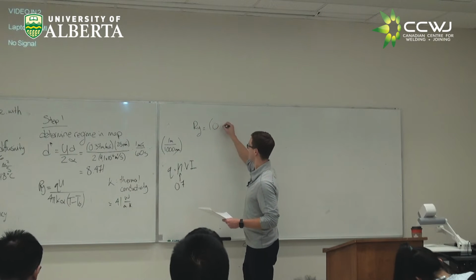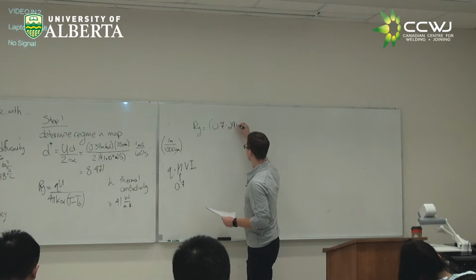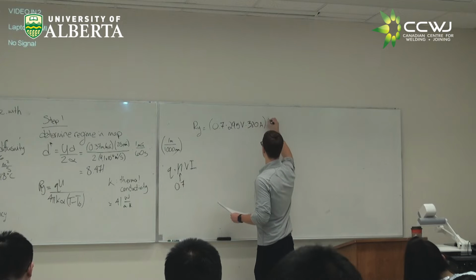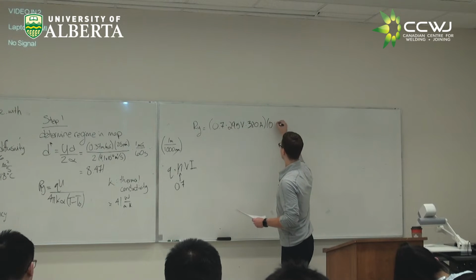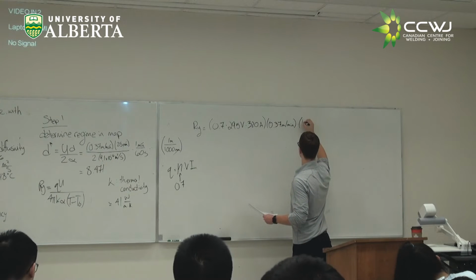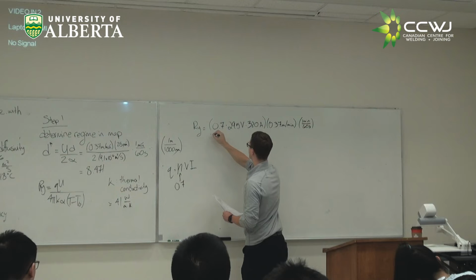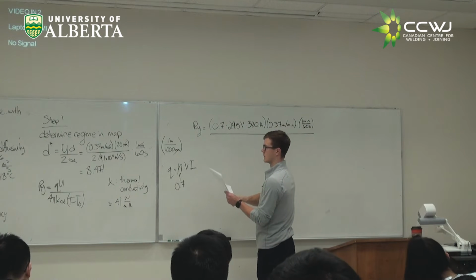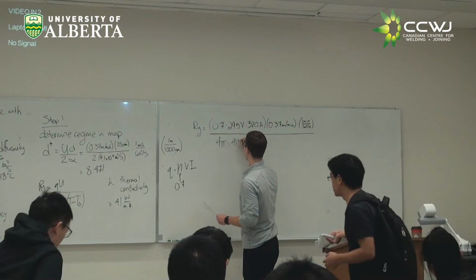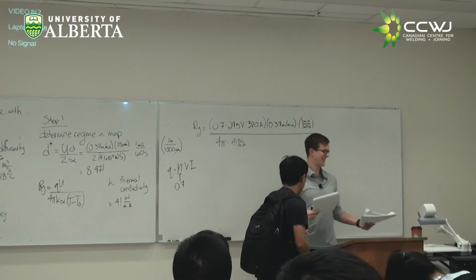So let's plug in the numbers: 0.7 times 29.5 volts times 320 amps, multiplied by our travel speed, 0.37 meters per minute, times the conversion right here, and then 4 pi times 41 watts. Perfect.